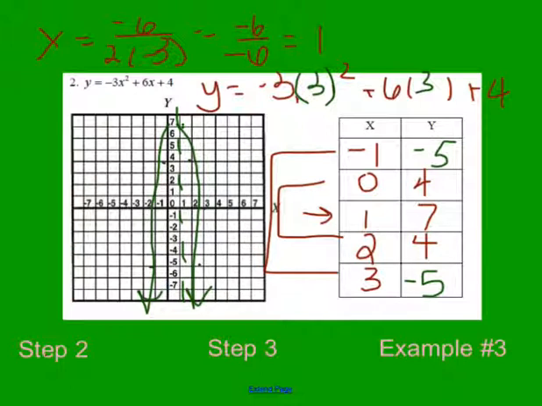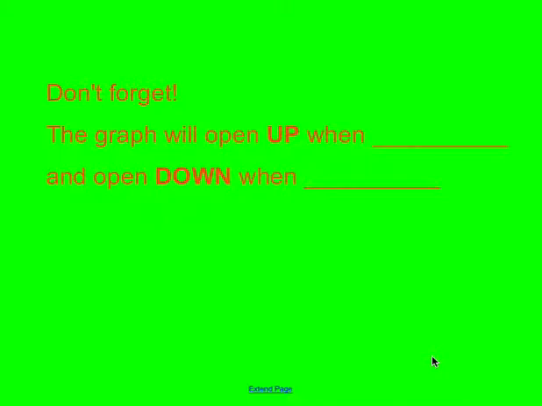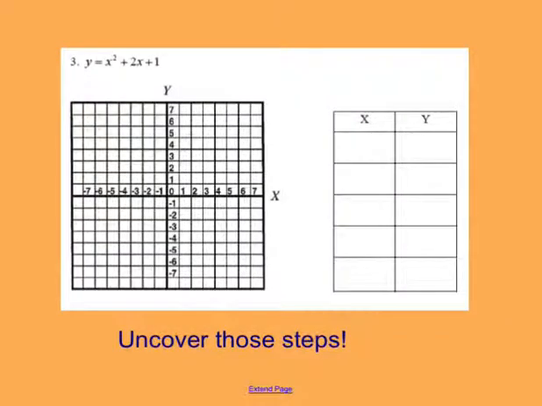Okay, so let's go ahead and take a look at example 3. So now we're going to do the same kind of thing. Just remember that your graph should open up when A is greater than 0, and it should open down when A is less than 0. I believe that information is on the front side of this page. We're kind of jumping around today. All right, so let's take a look at number 3.